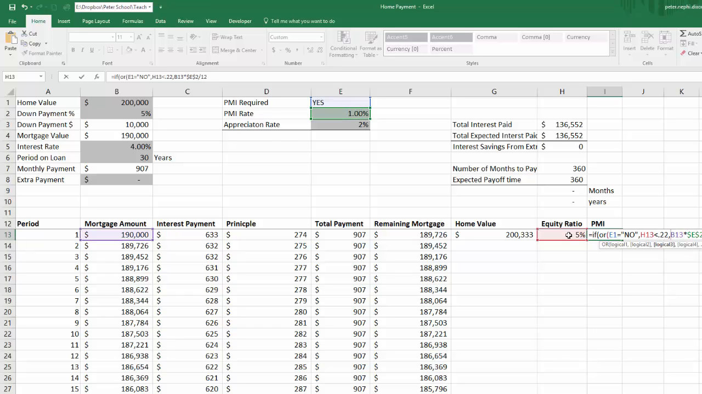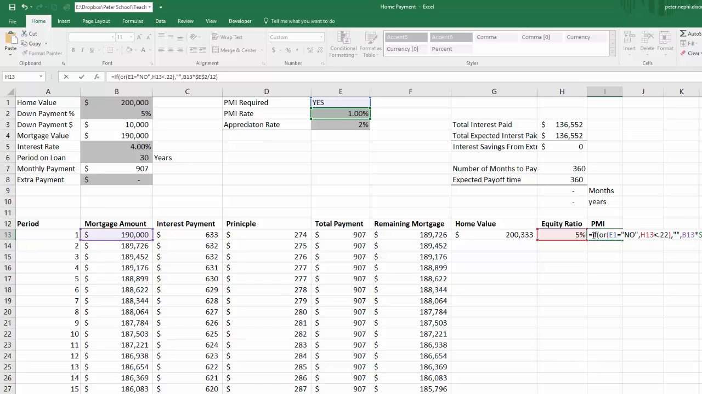So typically, to get rid of your PMI, what I've read at a bunch of places, you'll need to have 22% equity in your home. To not get it, you need 20%. To get rid of it, you need 22%. So what we're saying here is an or statement. If our PMI required is equal to no, or if we have sufficient equity in our home, then we don't have a PMI payment, so just give me a blank. If not, then give me our estimated PMI payment.